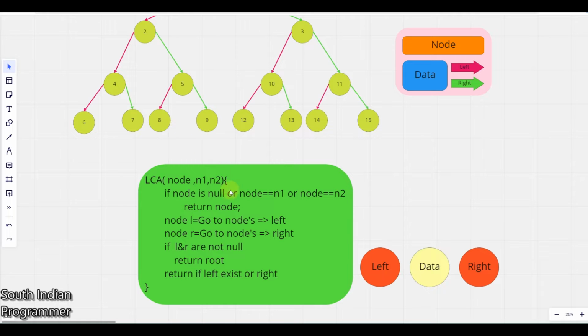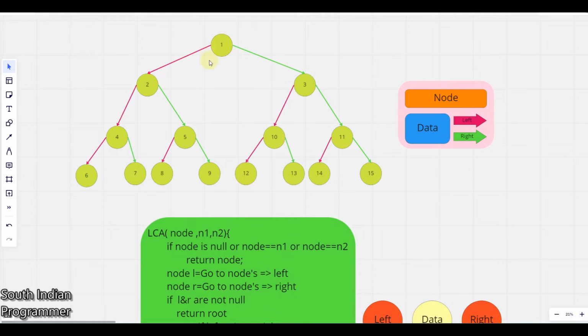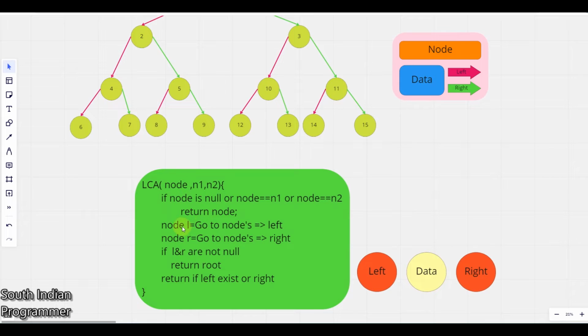Now, from the starting node, we have to travel deeply inside the left and right. We go to the left and find n1, and we go to the right and find n2. This can be mixed up also: here you can find n2 and here you can find n1, so that swapping can also be done. Once we find n1 and n2, we assign them to left and right.